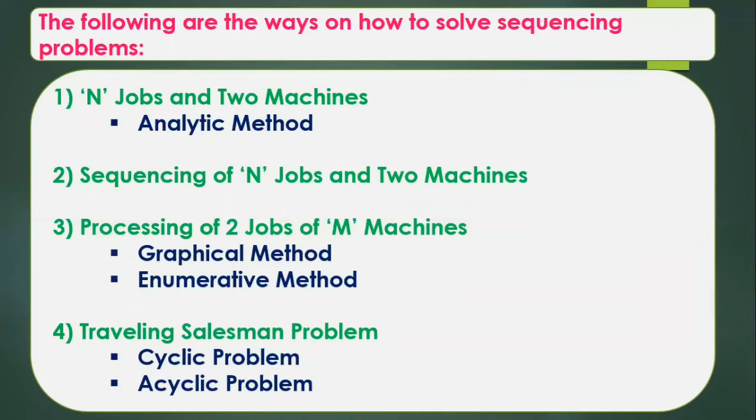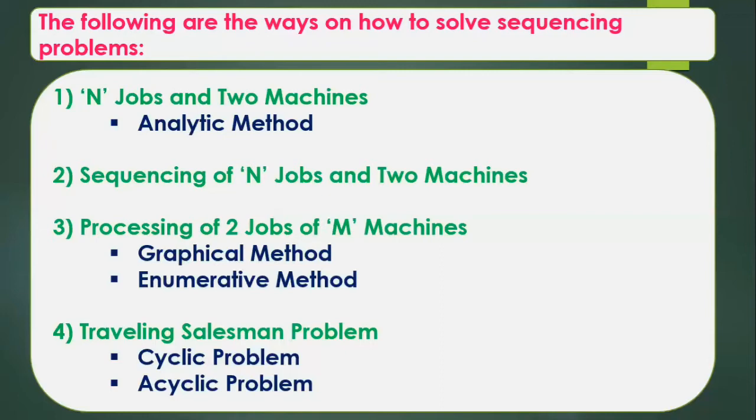First, we have n jobs and 2 machines. Under this, we have the analytic method. Second, we have sequencing of n jobs and 2 machines. And there are also cases that we have sequencing of n jobs and 3 machines. Next, we have processing of 2 jobs on m machines. And under this, we have 2 different methods. We have the graphical method, and we also have the enumerative method. And finally, we have the traveling salesman problem. And under this, we have the cyclic problem and the acyclic problem.